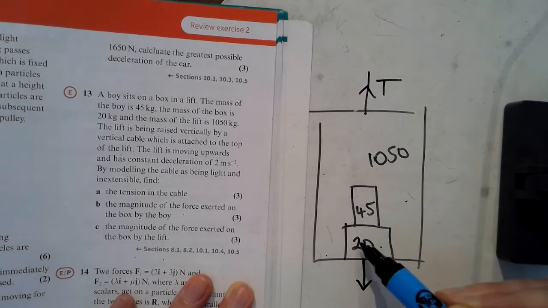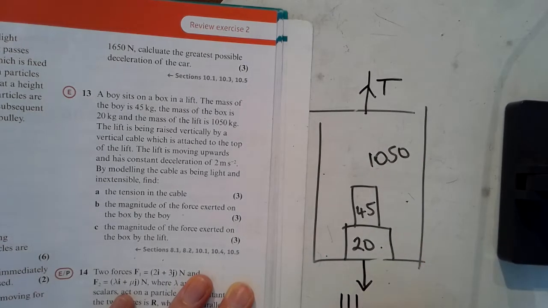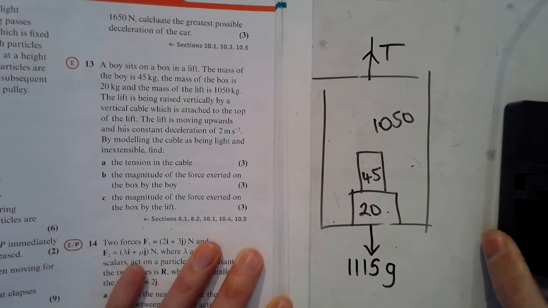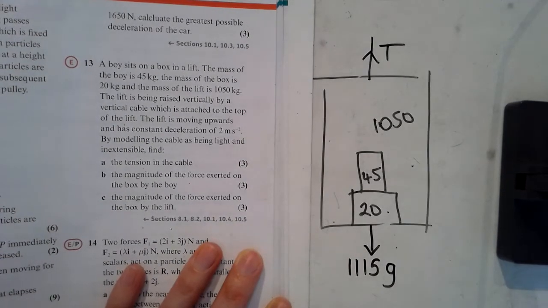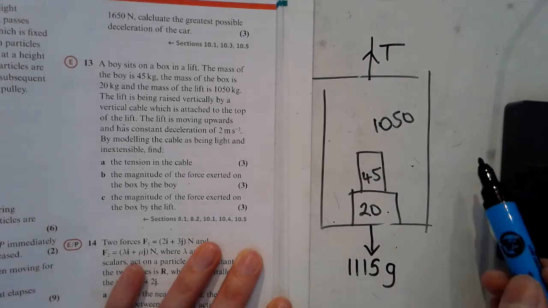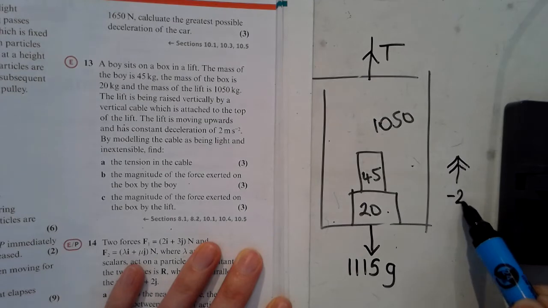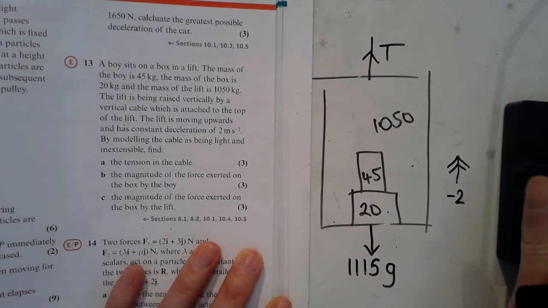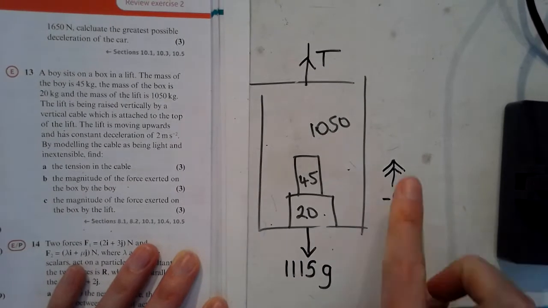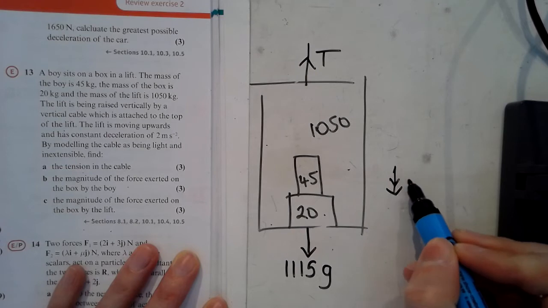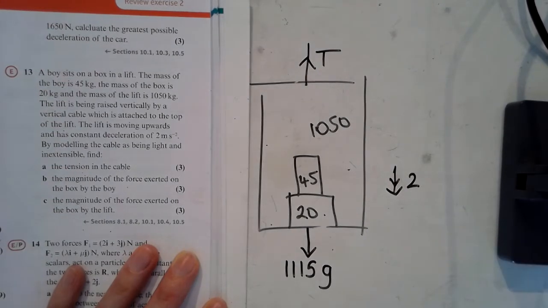So if I add these things up, it comes to a total mass of 1,115, and then we need to times that by gravity to get the weight. And then it tells us it's going upwards but decelerating. So if it's decelerating but going upwards, that is -2 upwards, or I'm going to call that an acceleration of 2 downwards. So -2 upwards or 2 downwards.